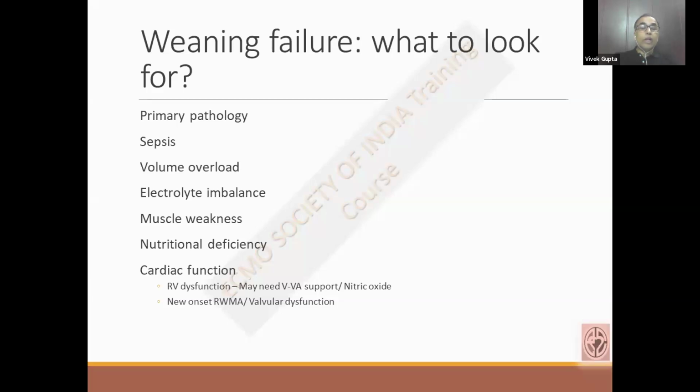And we should never forget that there is a risk of RV dysfunction, and this patient may need VVA ECMO support or nitric oxide. Or the patient has developed some new onset regional wall motion abnormality or some valvular dysfunction.